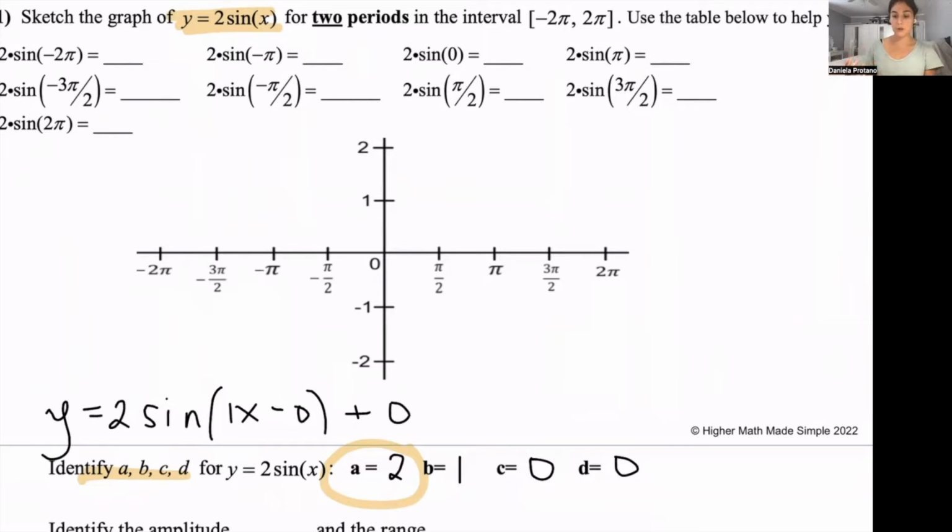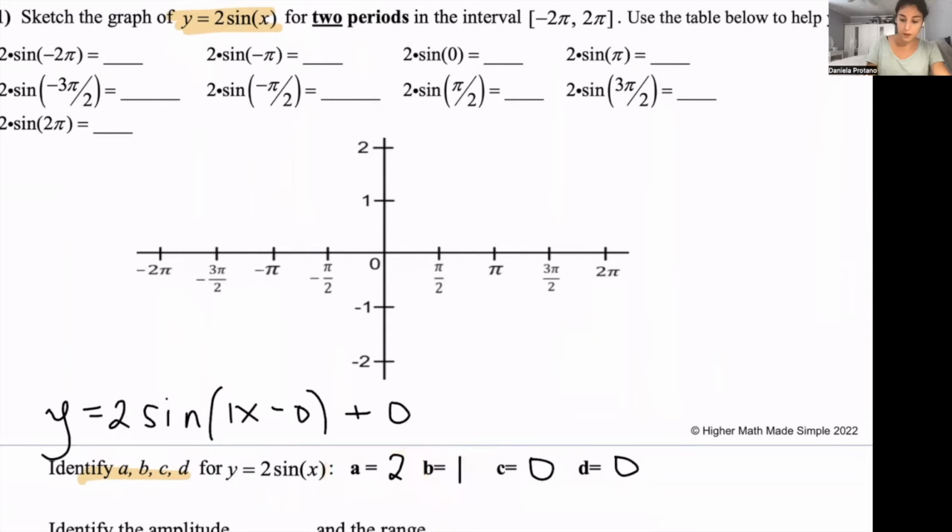Let's actually use the unit circle to help us. Now, I'm not going to go over the unit circle. I'm just going to do those evaluations pretty fast. I'll leave a link in the description. I did a full video on evaluating trig functions.